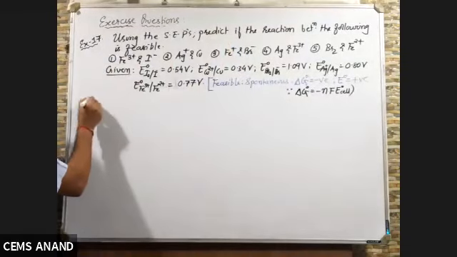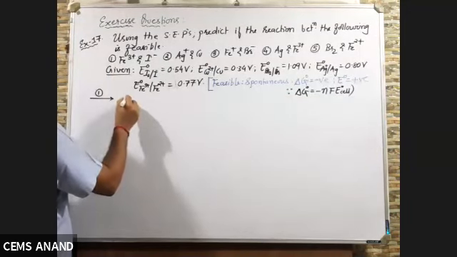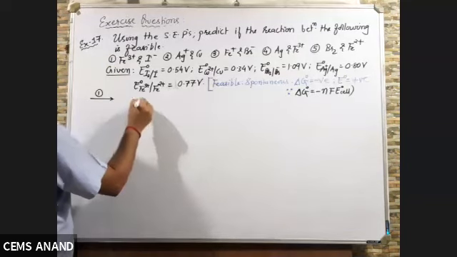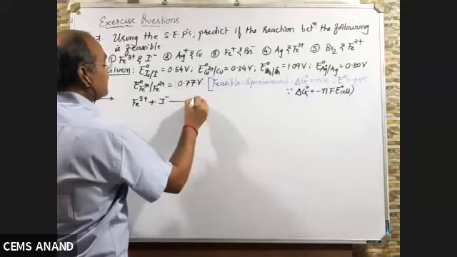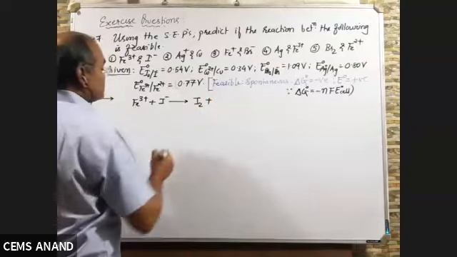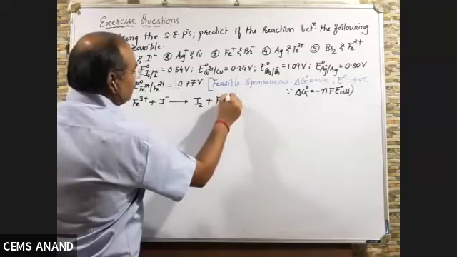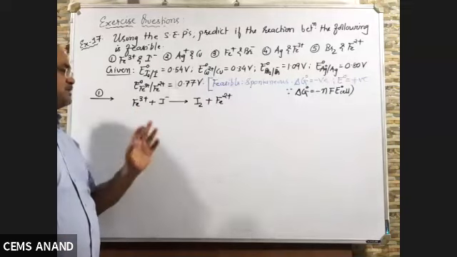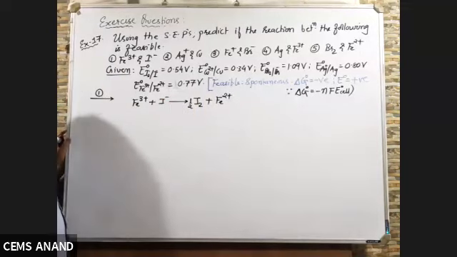Let us take the first one. Let us solve the first one. Fe3+ and I-, right? Now when you want to connect Fe3+ and I-, you can write: Fe3+ plus I- gives I2 plus Fe2+, because Fe3+ will undergo reduction. You can see here, one electron is there. If you want to balance it, you can make it half I2, just for the balancing.